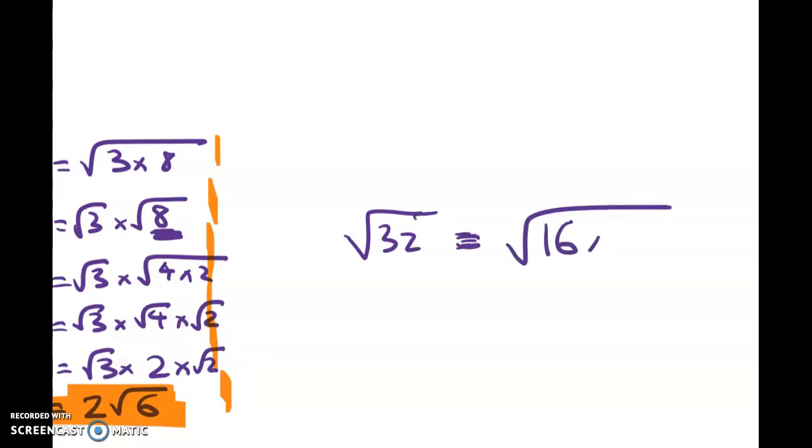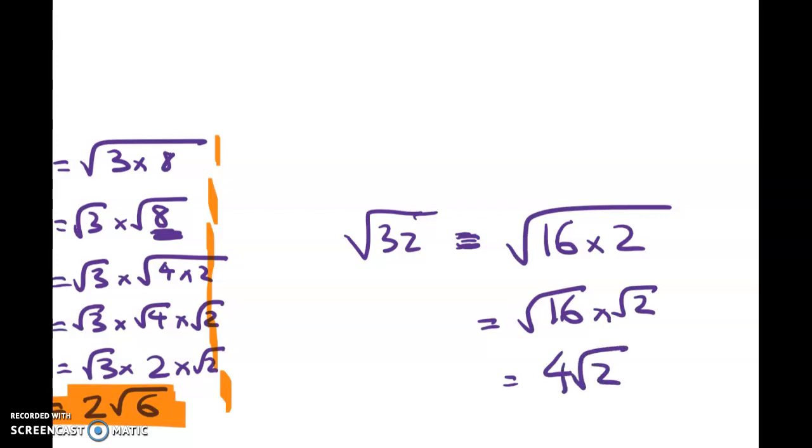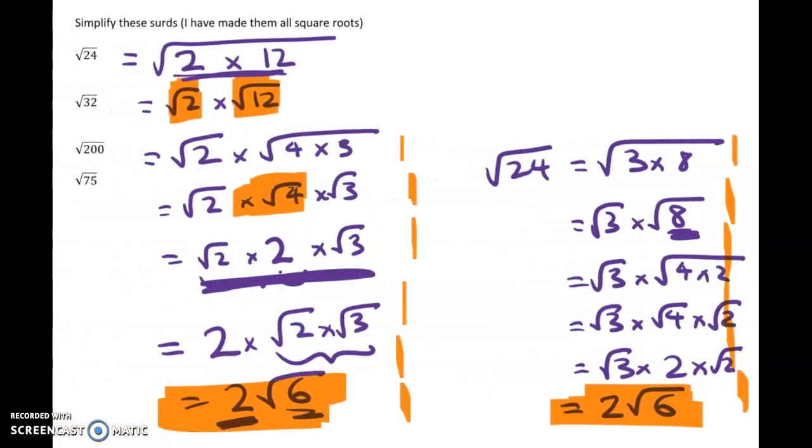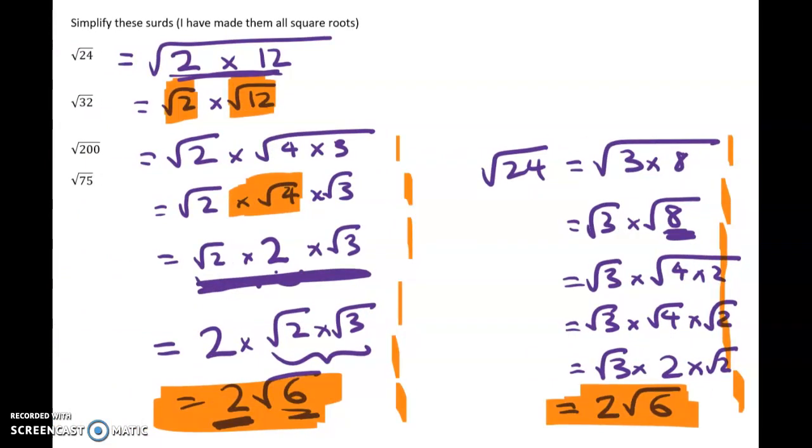Okay, so let's do the square root of 32. Now, if I pick a square number for my factor, watch how easy it is. I've got the square root of 16 times 2, which is this. Square root of 16 is 4, so I get 4 root 2. So by pulling through the factors that are squares, I can do these really, really efficiently. Okay, so that's the square root of 32.